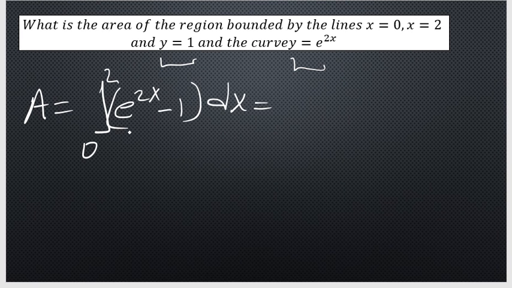This will be, we can integrate separately. The integral of e to the power of 2x is e to the power of 2x, but over 2 will be there, minus the integral of 1, which is just x.